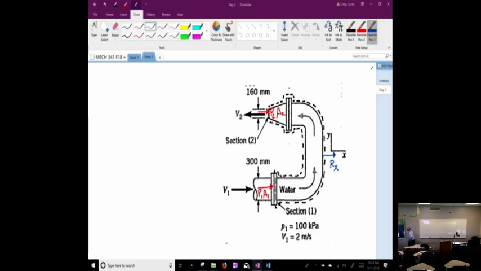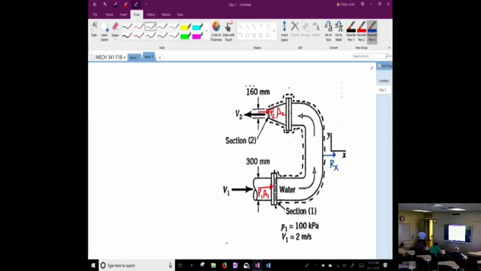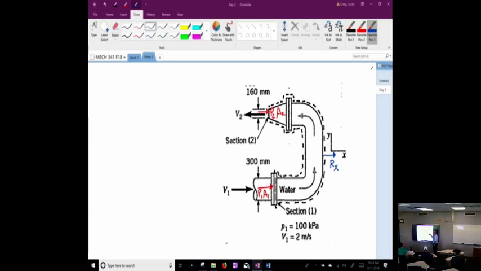All right, so we'll do this practice problem. So here is a curve and a hose. And say we wanted to create a force or an anchor to hold it right here. Okay? We want to figure out that reaction force.